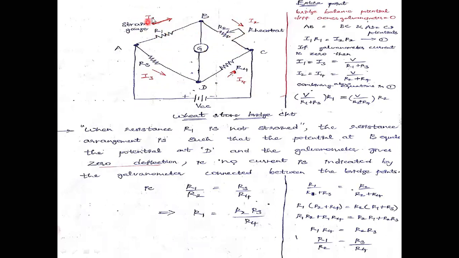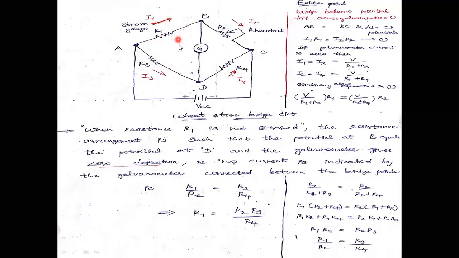This is the rheostat. The flow of current will take place here, like this: I1, I2, I3, I4. And VCC is applied here. When the resistance R1 is not strained, the resistance arrangement is such that the potential at B is equal to the potential at D, and the galvanometer gives zero deflection here. Initially, when the strain gauge is not strained, the galvanometer will indicate zero deflection. That is, no current is indicated by the galvanometer connected between the bridge points. Let this Wheatstone bridge be in the balanced condition.